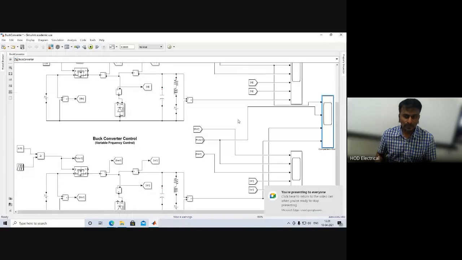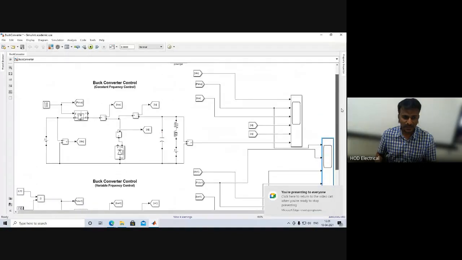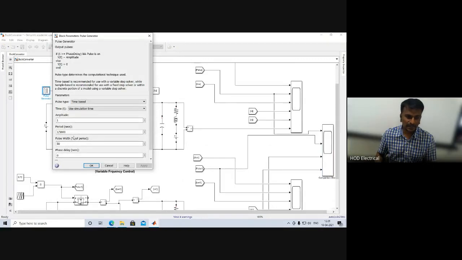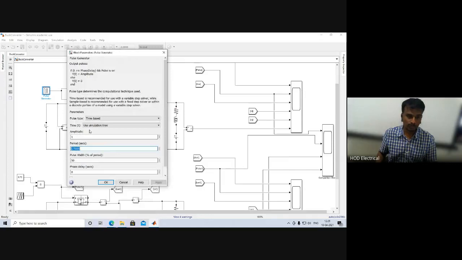Now let me call up the previous simulation that I have done. In this pulse generator, I have given the frequency as 1 by 5000, which is 0.0002, the time period. The pulse width is 50 percent, which means the duty cycle is 0.5.